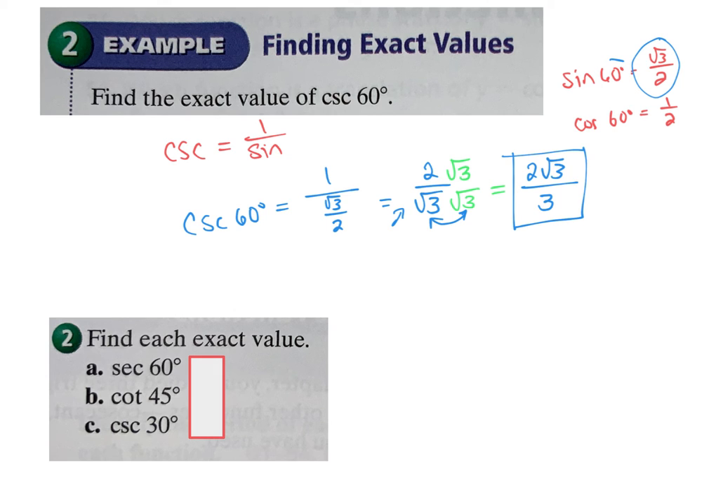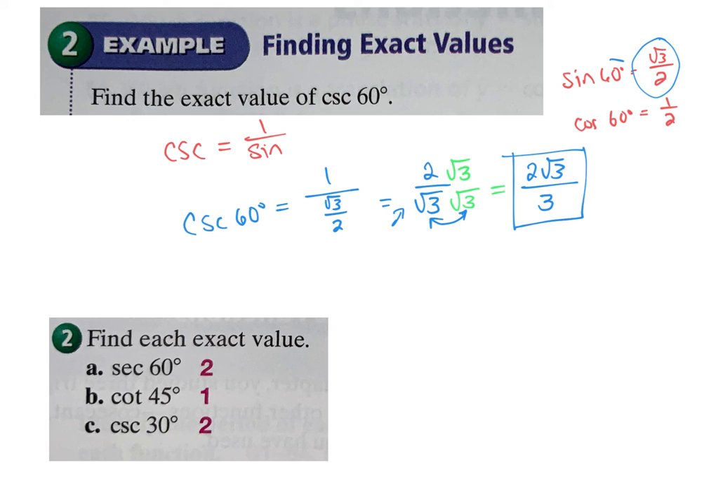Secant of 60 degrees. Secant is the reciprocal of cosine. Yes, that was right. Cotangent of 45. Tangent of 45 is 1, so the reciprocal of 1 is just 1. And cosecant of 30, that is the reciprocal of sine. The sine is 1/2, so when you reciprocate that, you get 2.